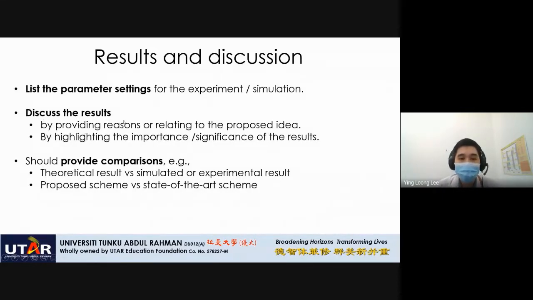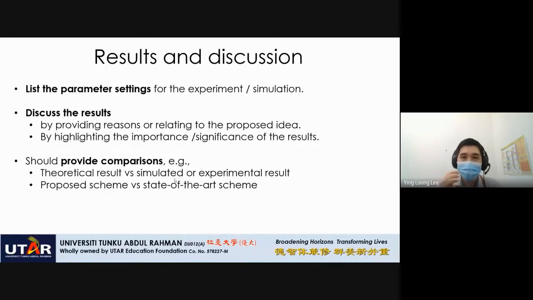Okay, you need to describe the results, whether it's increasing, reducing, or whether it's better or worse. And then you need to give reasons: why they increase, why they stagnate, why they decrease. And when you give reasons, you need to relate them to your proposed technique or proposed scheme.